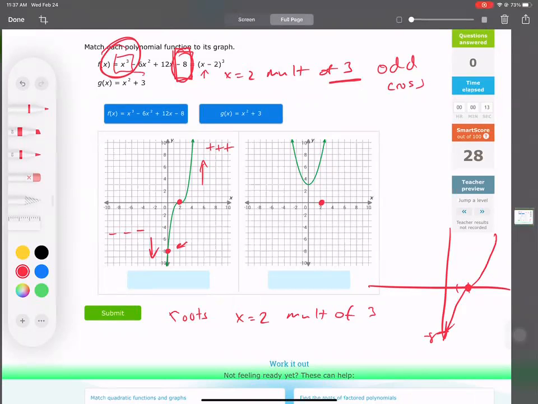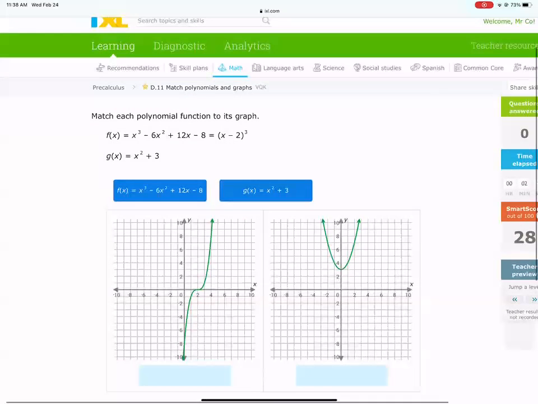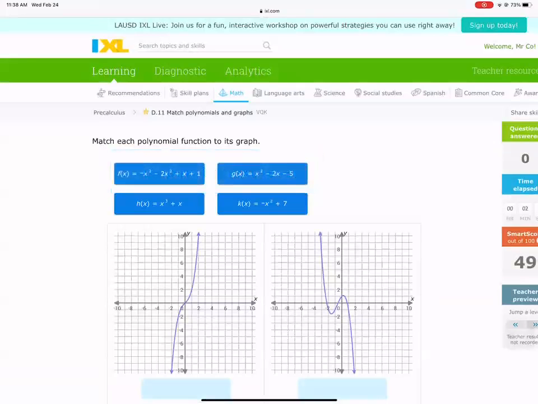Okay, let's make sure the second one, x squared, so it looks like a parabola. Okay, positive x squared, so positive, positive, negative, negative. That's still going to be positive and positive on both sides. And the y-intercept is 3. Yep, this does match. So when they give us factor terms, the problem becomes a lot easier.